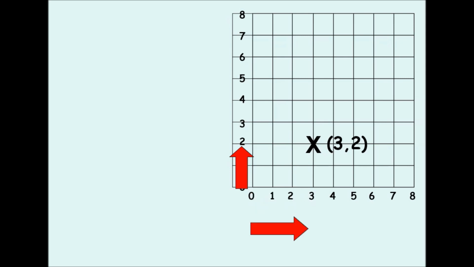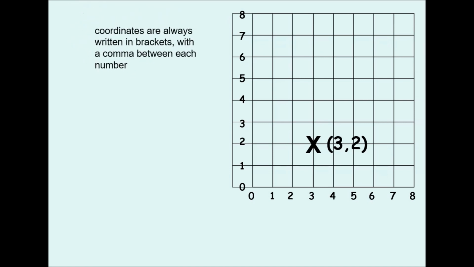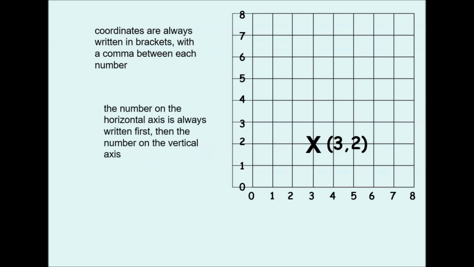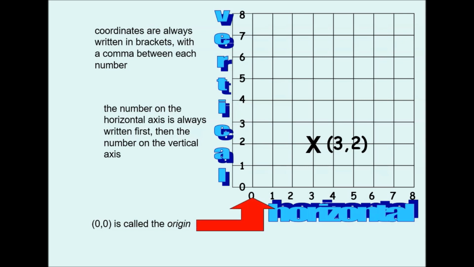A couple of other things for you to remember. First of all, coordinates are always written in brackets, and there's a comma between each number. Secondly, the number on the horizontal axis is always written first, then the number on the vertical axis. Remember, along the corridor and up the stairs. This axis here is our horizontal axis, and this axis here is our vertical axis. And finally, the point 0, 0 is called the origin, and I'm pointing to that right now.